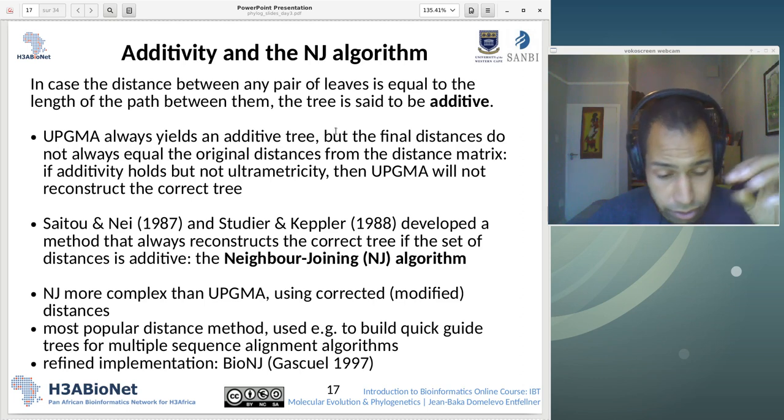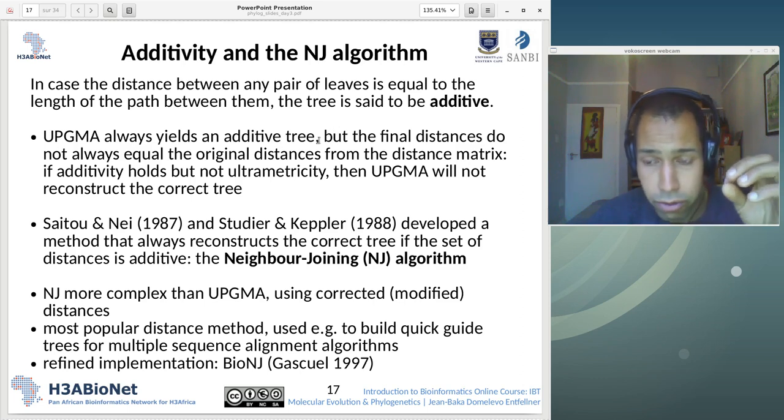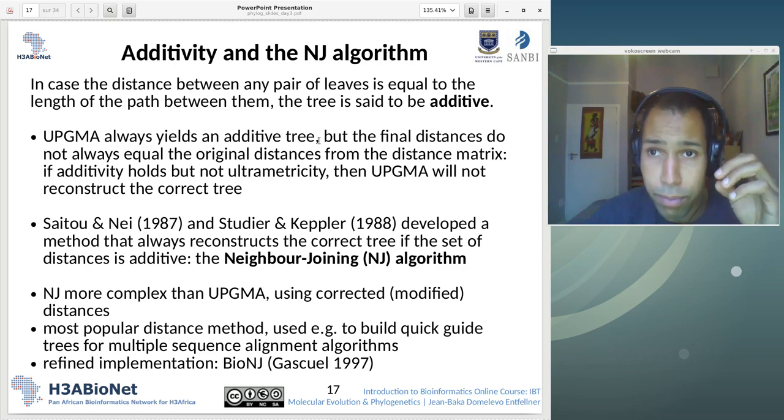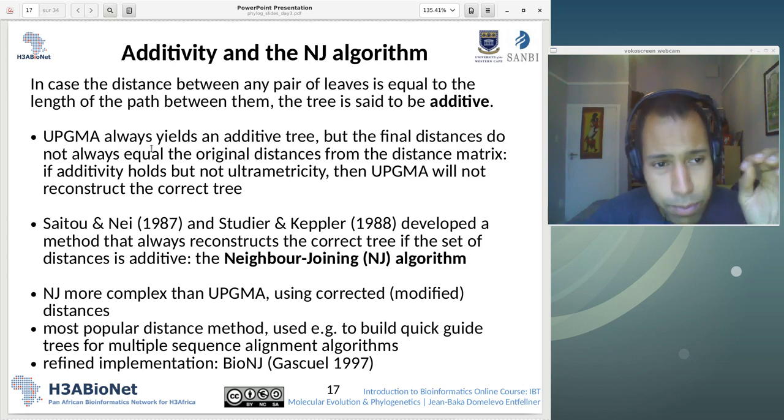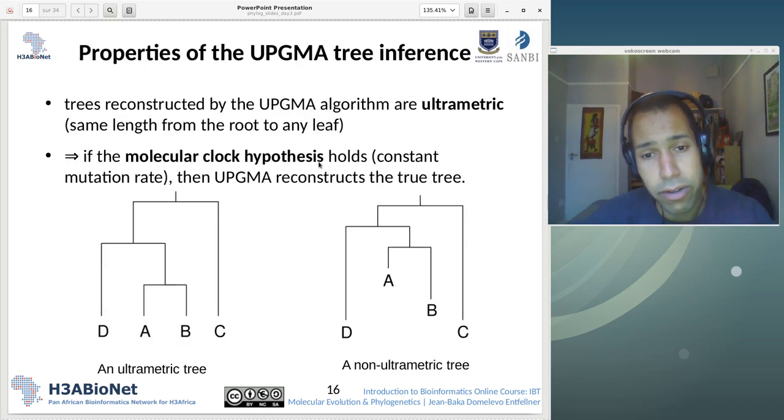A set of distances is additive if it abides by a certain condition that is called the 4-point condition. And this 4-point condition is a stronger version of the triangle inequality. So UPGMA always yields an additive tree, but the final distances do not always equal the original distances from the distance matrix. So we can see it in this example.